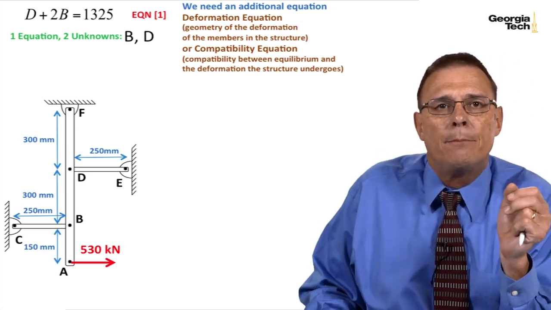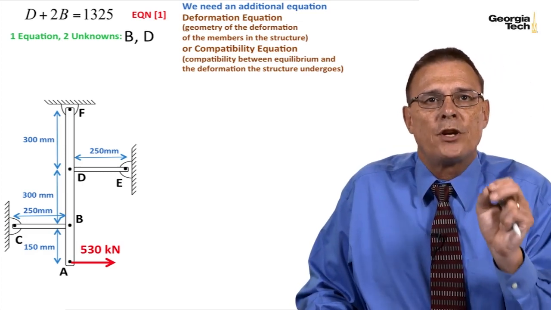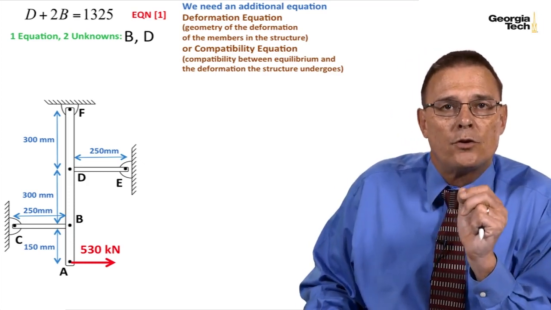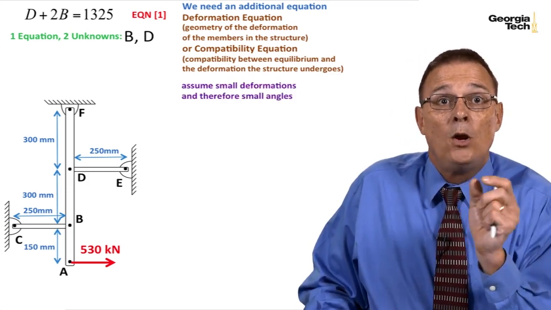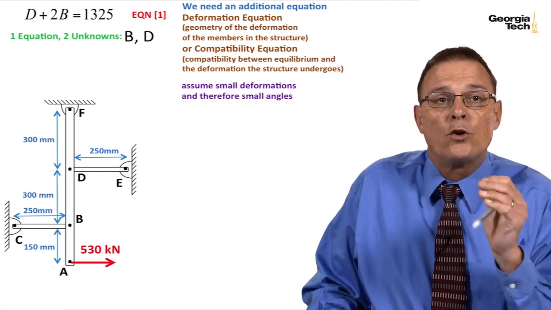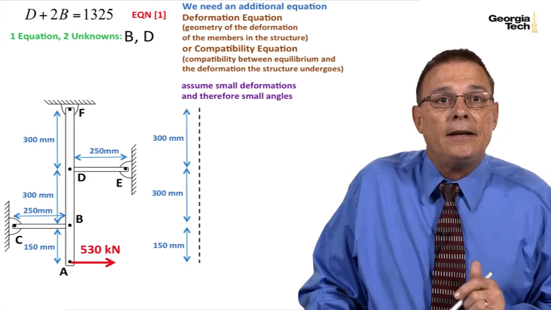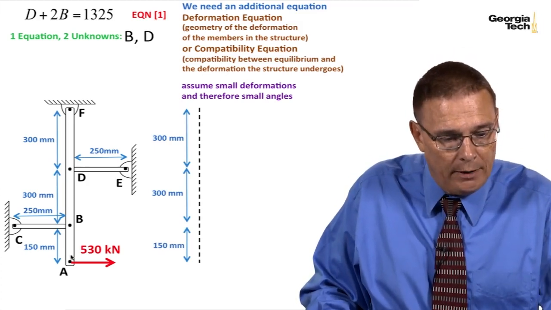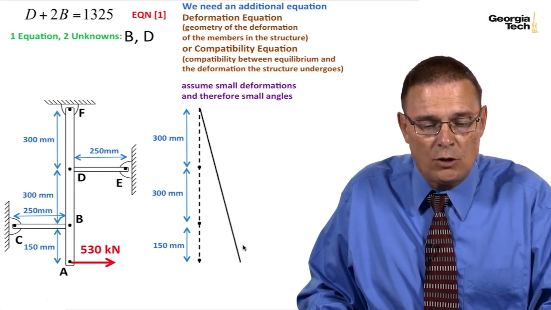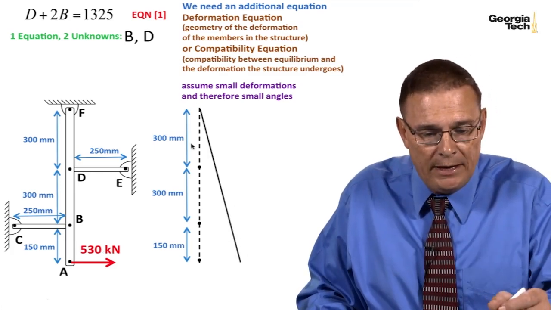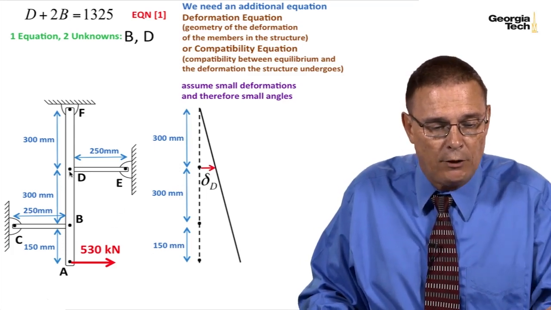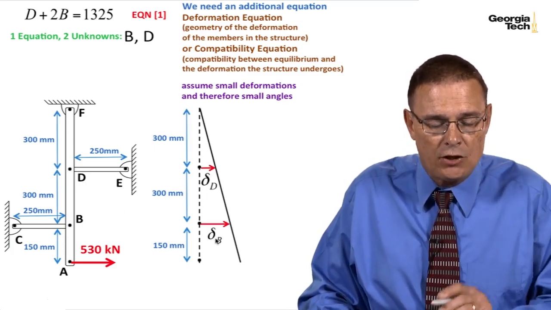It can be called the compatibility equation because it enforces compatibility between the equilibrium and the deformation that the structure undergoes. And so we're going to assume small deformations, and so therefore small angles. And here is my rigid bar in its original position, and then I'm going to exaggerate so I can see the deflections, but here it is as I move to the right. And so I have a deflection at D and I have a deflection at B.